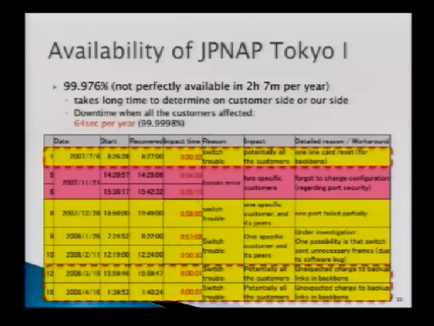But please take a look at the impact side. From the impact side, the failure of the backbone network of our switches is approximately 64 seconds per year. So almost all our customers can use our network all the time, and the availability was 99.9998%. So quite high, I think.